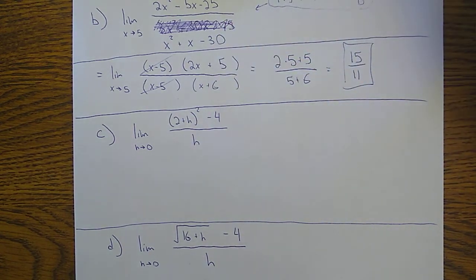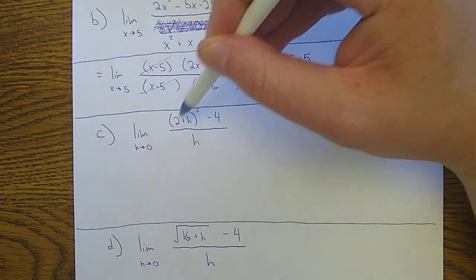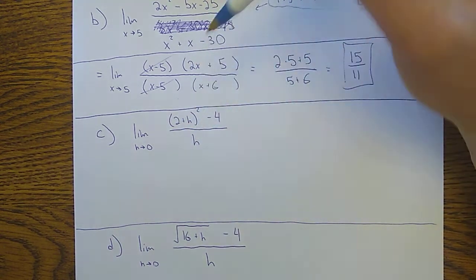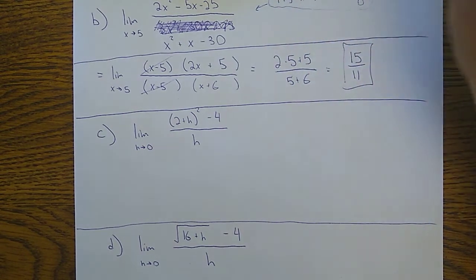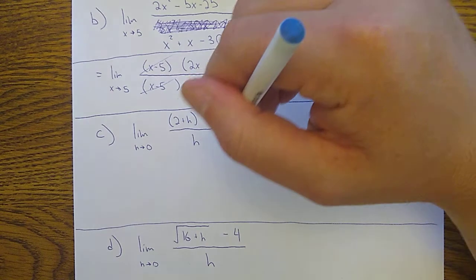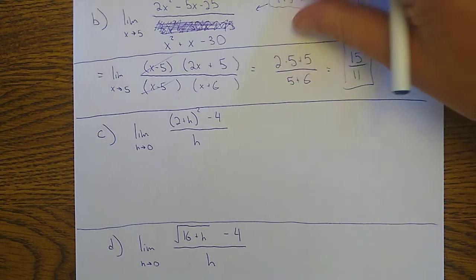This is an elementary function. If I plug in 0 for h, I'm going to get 4 minus 4 on the top, and I'm going to get 0 on the bottom. So maybe I won't even write anything for that. Right away, I see that I can't just plug in 0 for h. So what I have to do is I have to do some algebra.